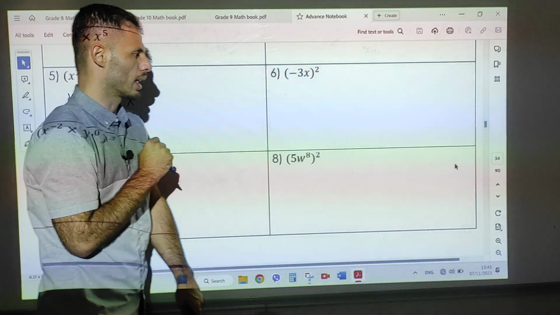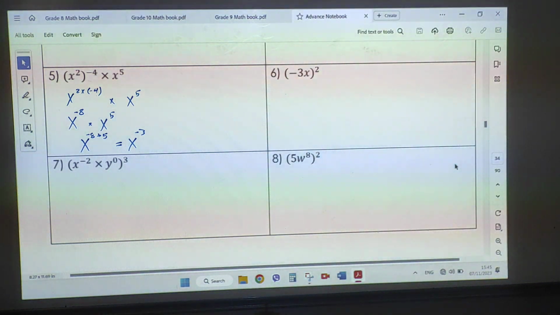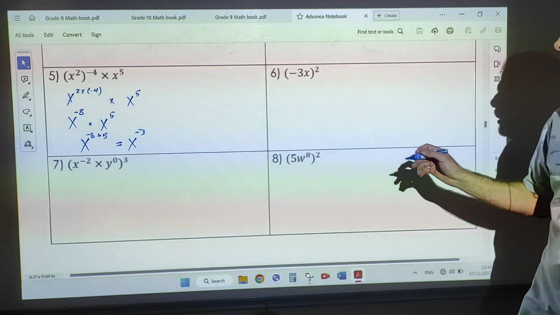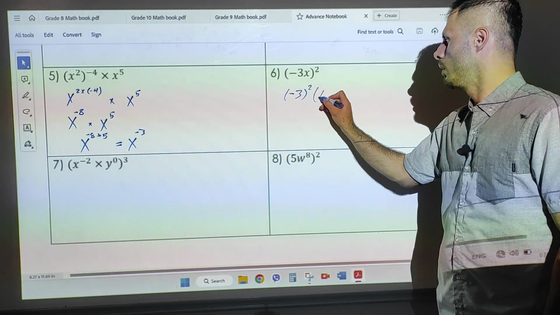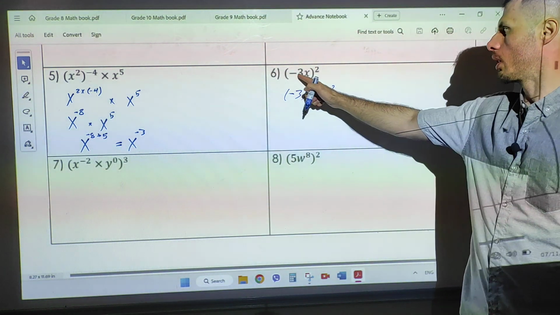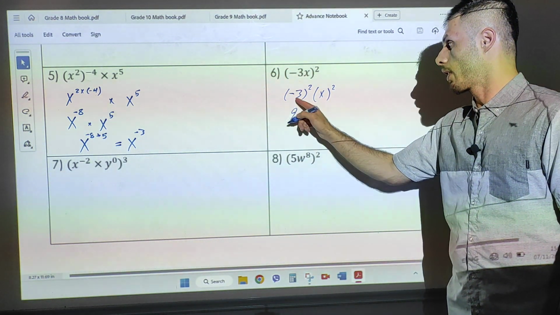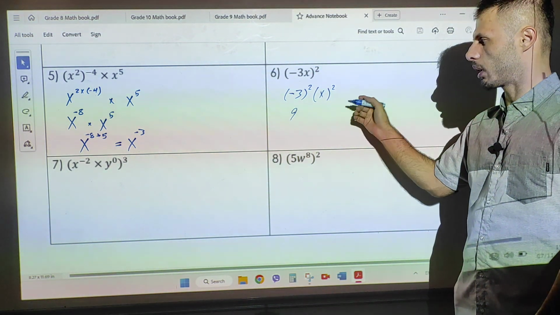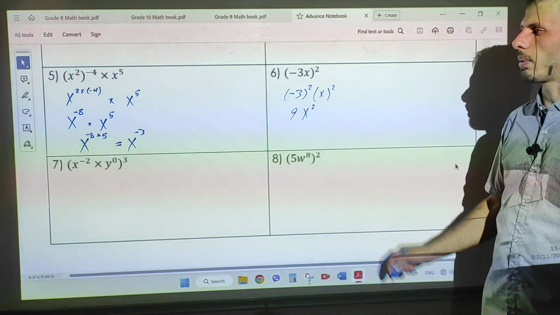Then the next one, which is negative 3x all power 2. Negative 3x power 2, we give that power of 2 to both of them, for the negative 3 and for the x. It will be negative 3 power 2, x power 2. We give it to all elements in the bracket. Negative 3 power 2 would be negative 3 multiplied by negative 3, 9. X power 1 power 2 means to multiply 1 by 2, x power 2. This will be the final result, 9x power 2.